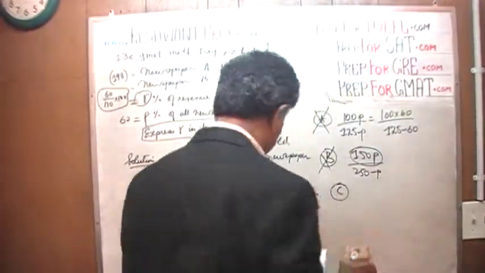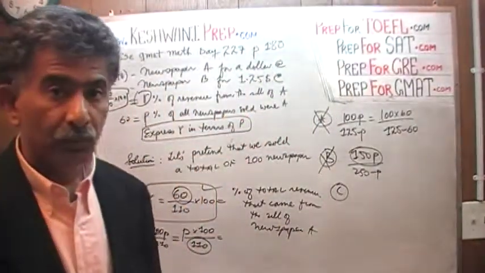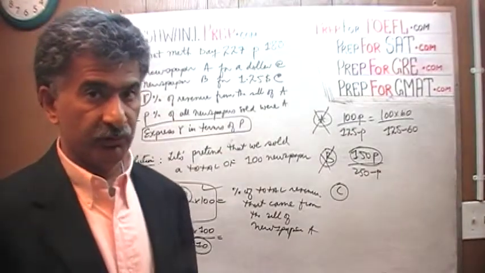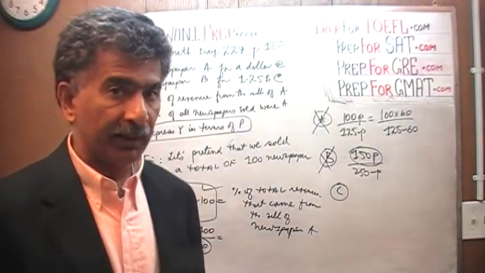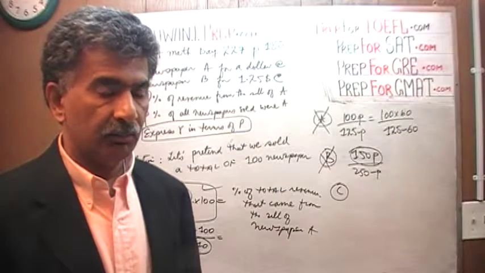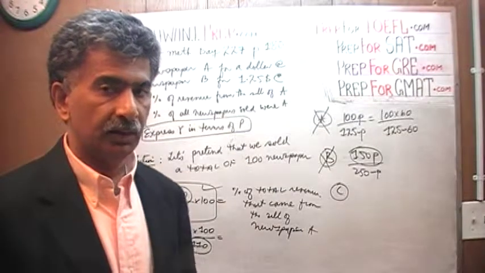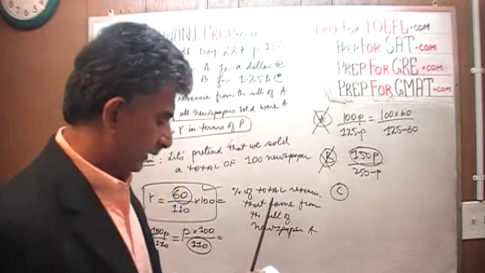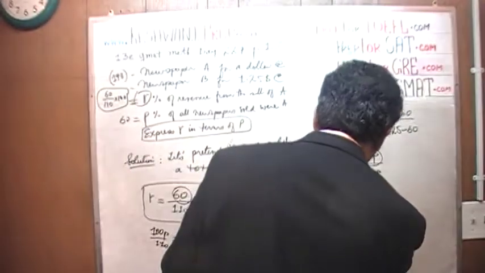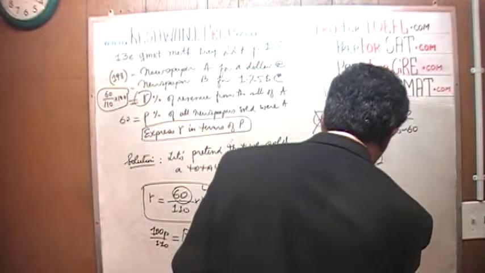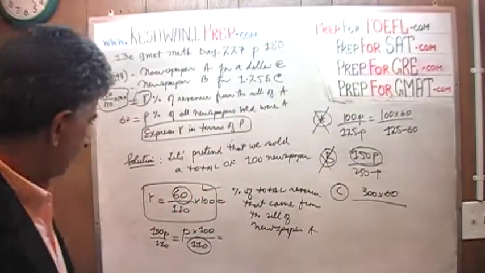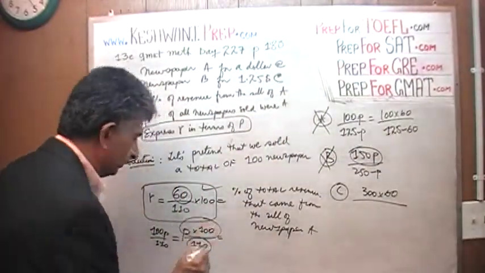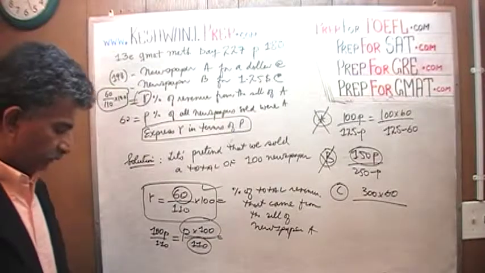Let's look at C. So yes, in theory, you do have to go through every single answer choice to see which one matches your answer. But in practice, the process goes faster because a lot of the time you can simply tell by looking at it. You don't actually have to do everything out. C says 300 times 60. What the hell? We don't have 300 times 60. We have 100 times 60. That's one problem with it.